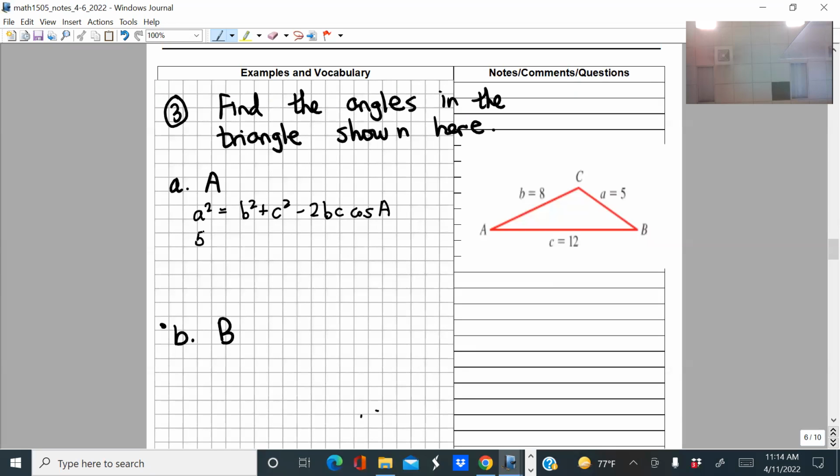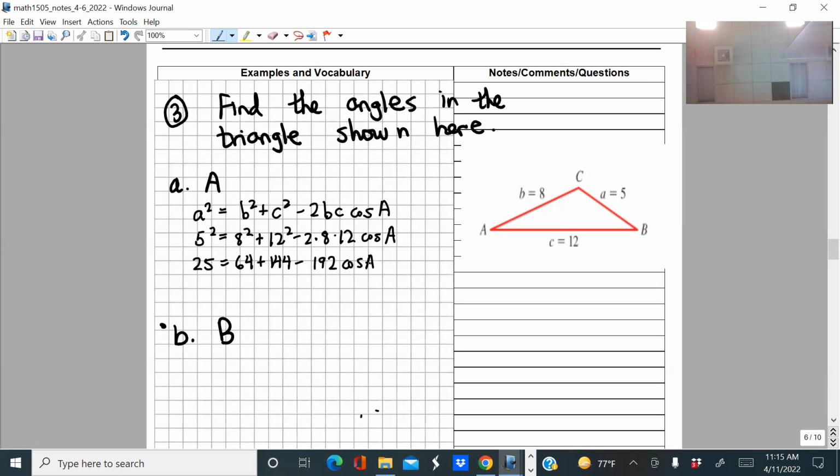Let's fill them in. We would have what? 5 squared is equal to 8 squared plus 12 squared minus 2 times 8 times 12 times the cosine of A, but we don't know A, and that's the only unknown. So we get 25 is equal to 64 plus 144 minus 2 times 8 times 12, which is 192. Am I doing that right? Times the cosine of A.